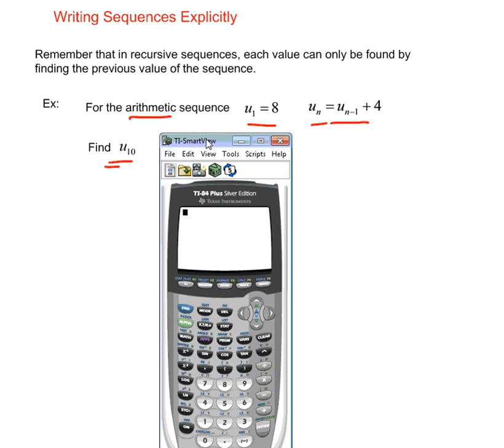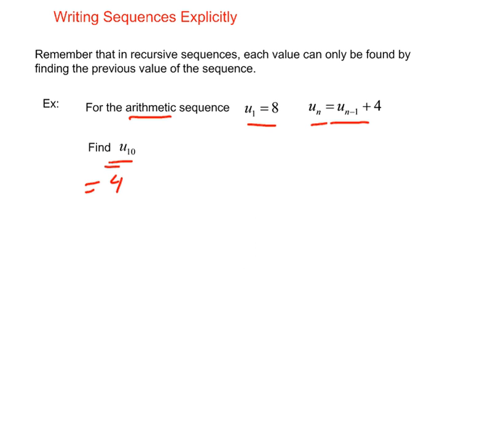Let's use our calculators. Let's start with 8. Press enter. And we're going to add 4 each time. So plus 4. So 8 is the first one, then count. Second one, third one, fourth one, fifth one, sixth one, seventh one, eighth one, ninth one, and 10th one. And so we get U sub 10 is equal to 44.